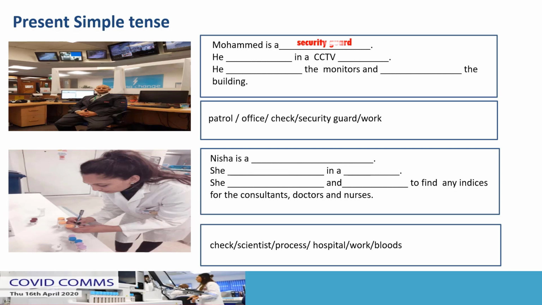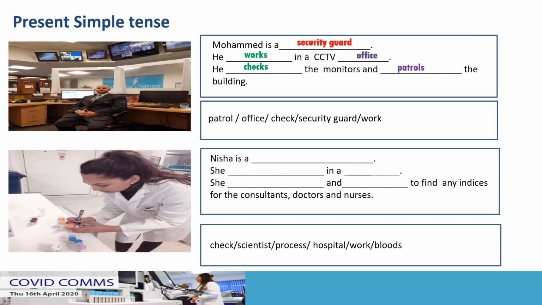Okay, so Mohammed is a security guard. He works in a CCTV office. He checks the monitors and patrols the building. So if we look at the verbs, work, he works, he checks, third person singular.